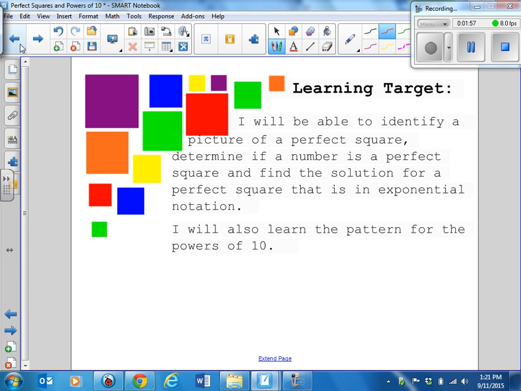So the learning target for today, at the end of this lesson, you should be able to say that you can identify a picture of a perfect square, determine if a number is a perfect square, and find the solution for a perfect square that is in exponential notation. And that means that it would be 3 squared. That is exponential notation. And then at the end of the video, you will be learning the patterns for the positive and negative powers of 10.